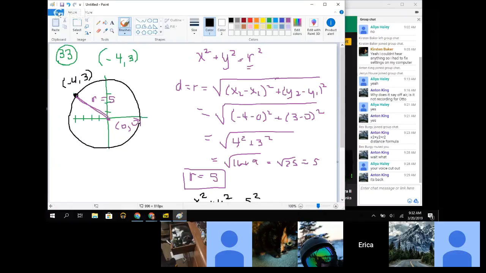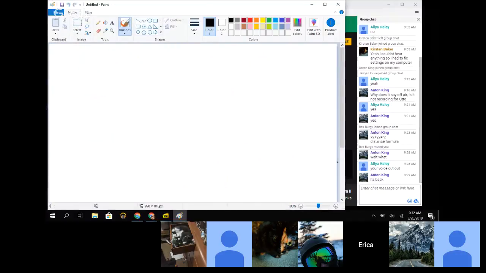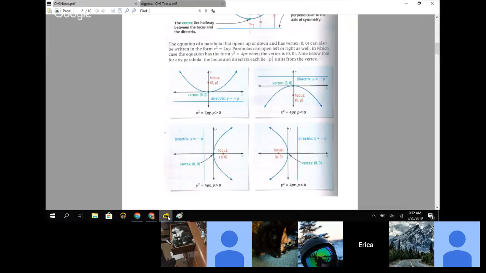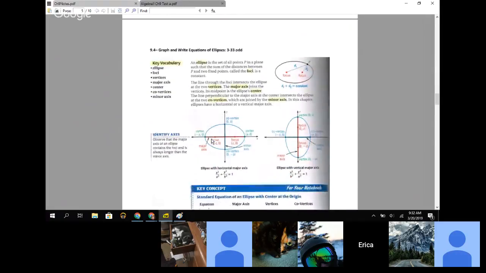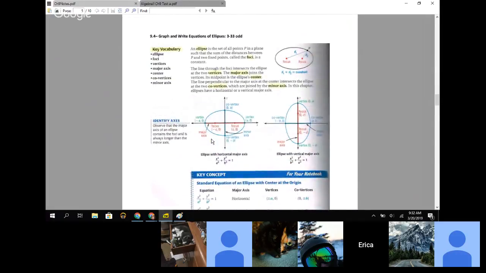All right, so on to ellipses. Just a reminder of what an ellipse looks like. An ellipse is kind of like a squish circle, right? Instead of just having a radius, it has vertex.